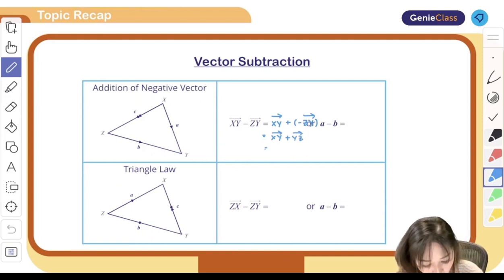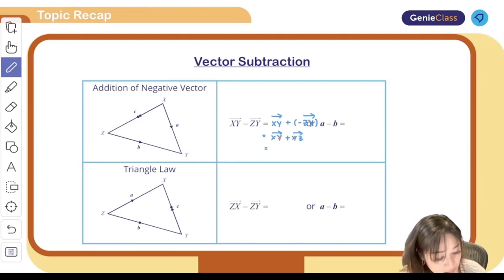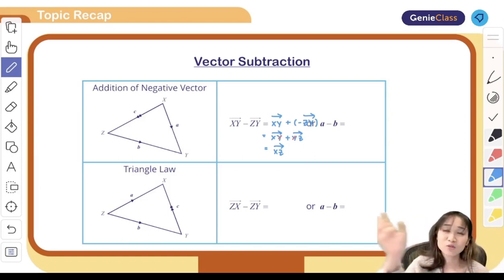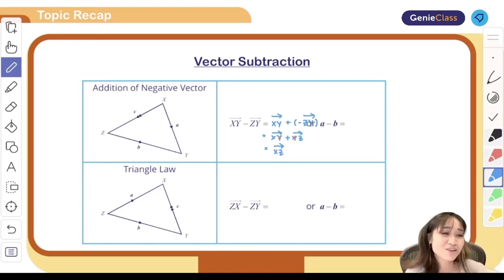Then we realize, oh, we have Y and Y, so we can cancel, right? And we end up with resultant vector XZ. Okay, this is addition of negative vector. Again, like I say, whichever way you prefer. You can use addition of negative vectors or you can use triangle law, whichever you feel is more comfortable for you. You want to go sightseeing, you want to drive all the way to Malaysia, then back to Jurong, also can. You want to go from Pasir Ris, then you go to Woodlands, then you go Malaysia, then you come back to Jurong, also can.